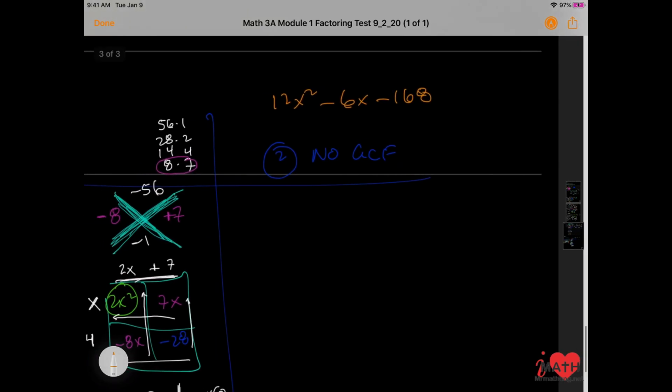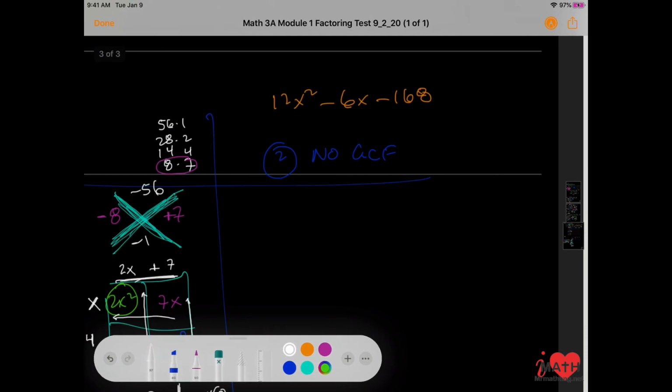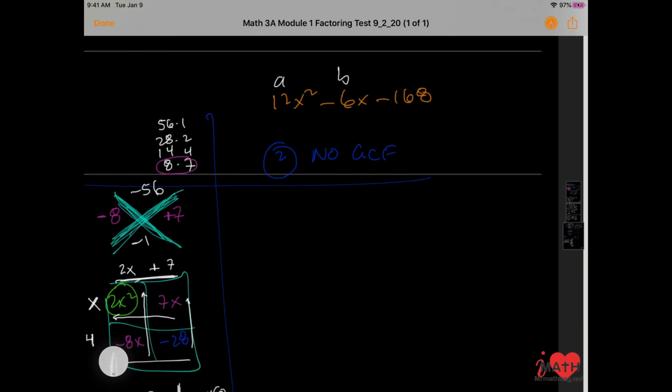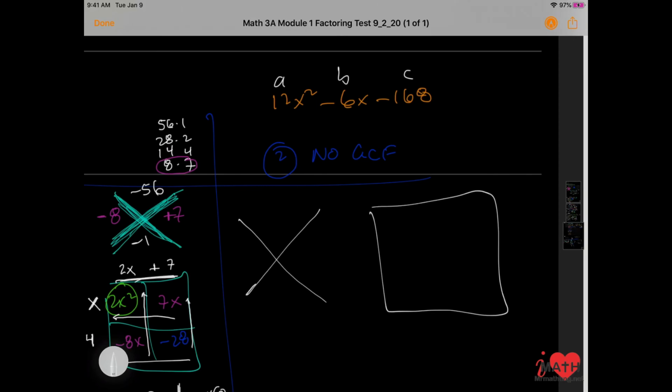It is painful. I don't know if we can do it. Okay, why is this painful? Because you're going to basically see that your A value is 12, B value is negative 6, and your C value is negative 168. Let's see if we can try it. I might have to pause the video so I can work on it a little bit. So 12 times negative 168 is 2016. And B value is negative 6.